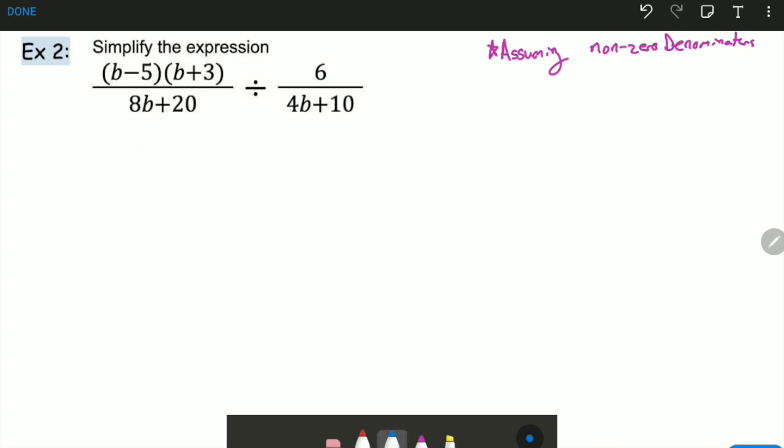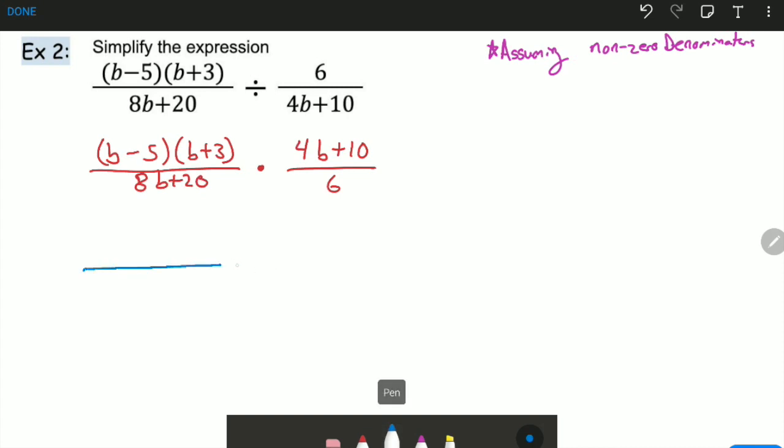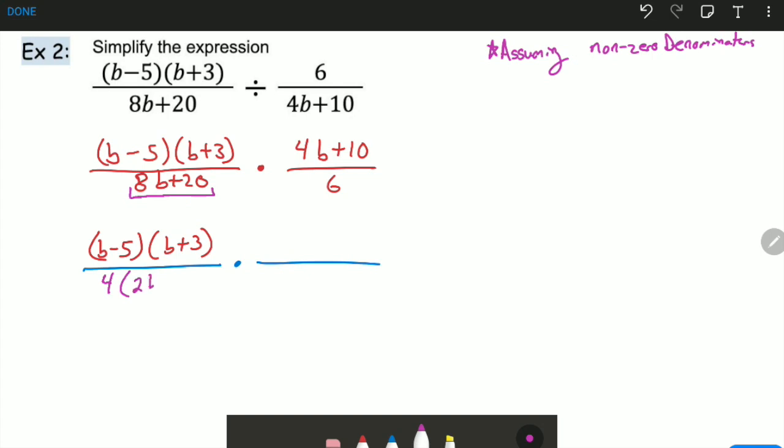After doing so, we just go ahead and factor everything like we did with the multiplication problem. Some of them are already factored for us. The top left one, b minus 5 and b plus 3, happens to be factored for us. The bottom left one, I think it just has a monomial. It looks like 4 goes into both terms. And that would put us at 2b plus 5.